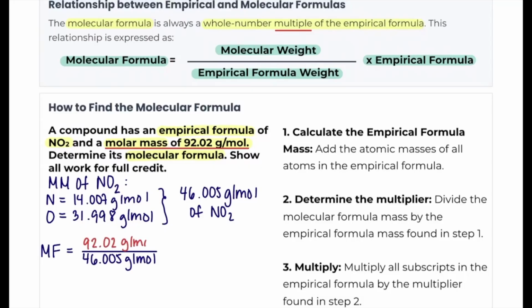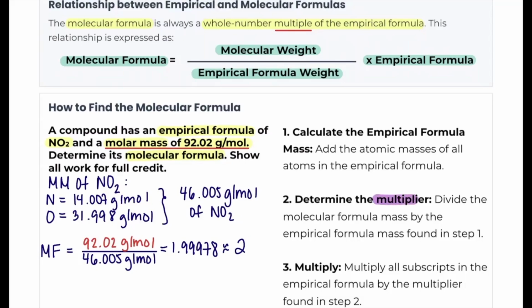Going ahead and dividing 92 by 46.005, we end up getting a number that's about 1.99978. And as you can see, we can round this number off to 2. That's the nearest whole number. That is our multiplier, the 2.